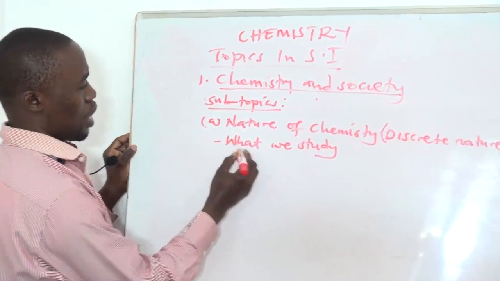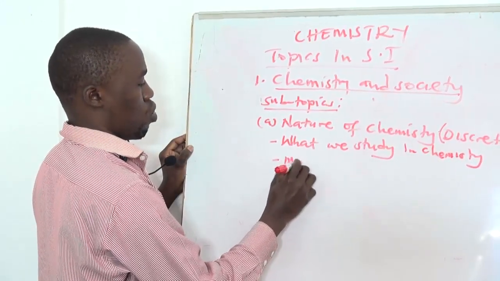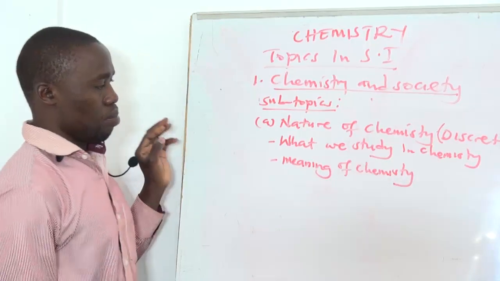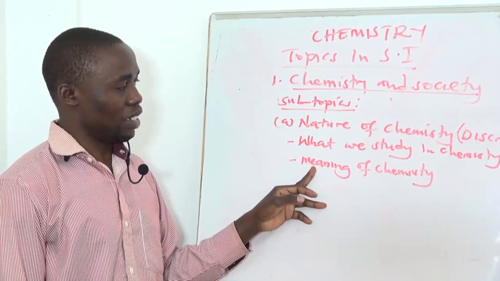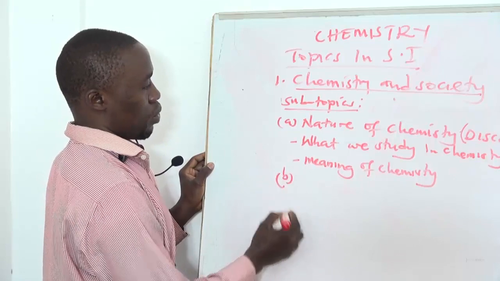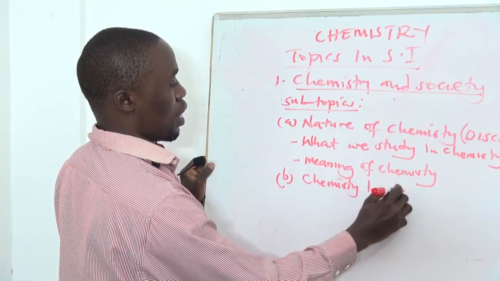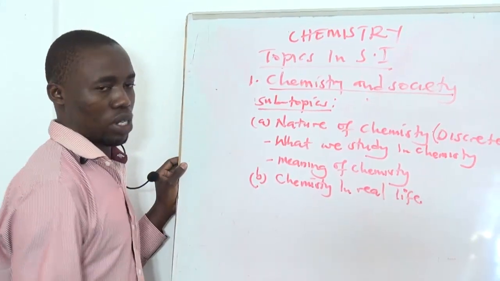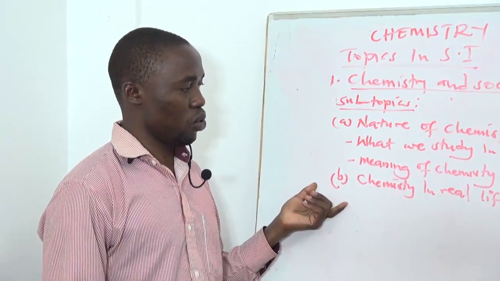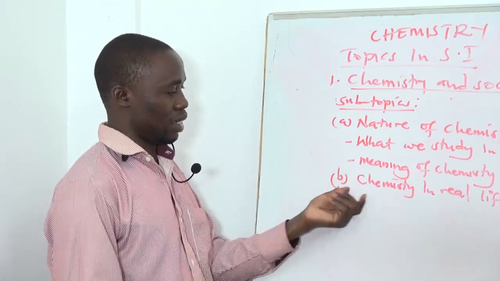Now, what we study in chemistry, and two, the meaning of chemistry. Then in the meaning of chemistry we shall basically see how we can define the subject chemistry. Then two, we are going to look at chemistry in real life. Is chemistry a mirage, or indeed chemistry is real? We want to see, do we really have chemistry around us, or is it just some subject that exists?